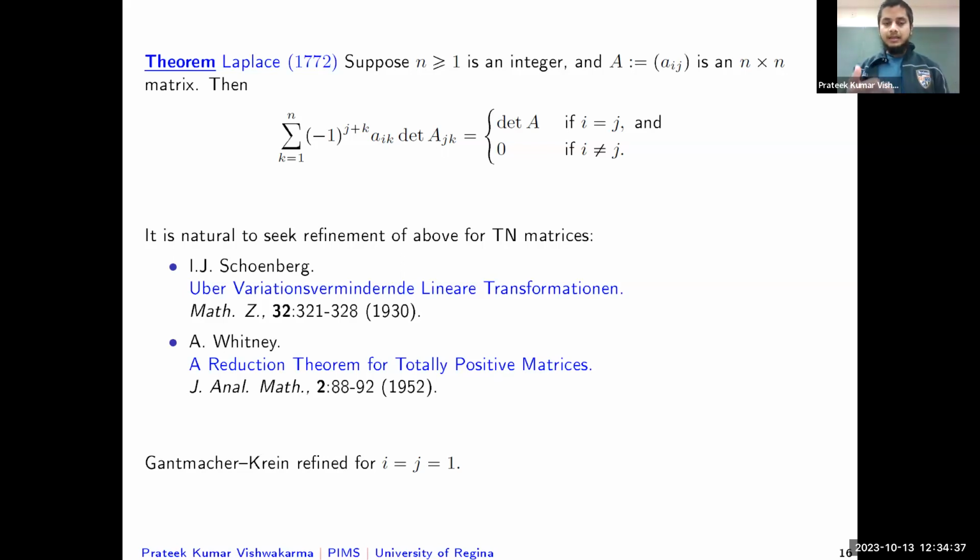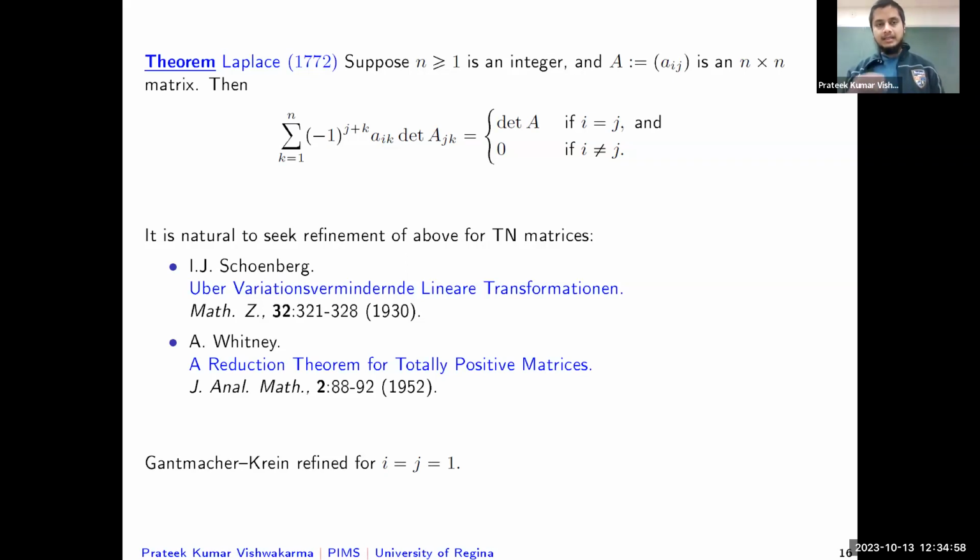Another classical theorem in which this relation was useful was the reduction theorem due to Whitney, which we saw earlier. So because of these two classical reasons, it's natural to look for a refinement of the Laplace identity.